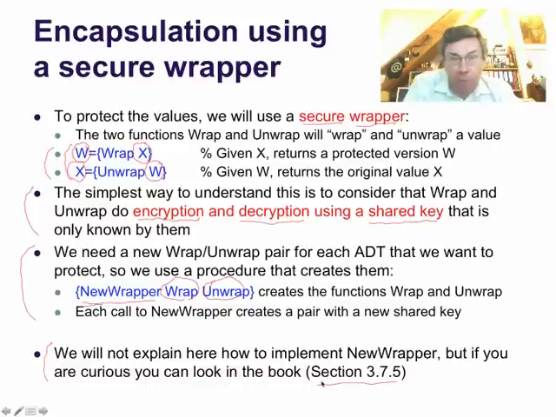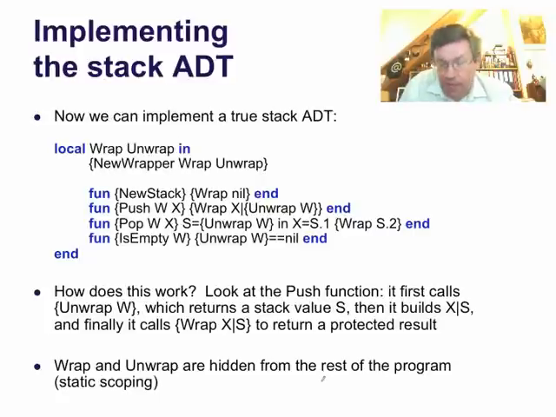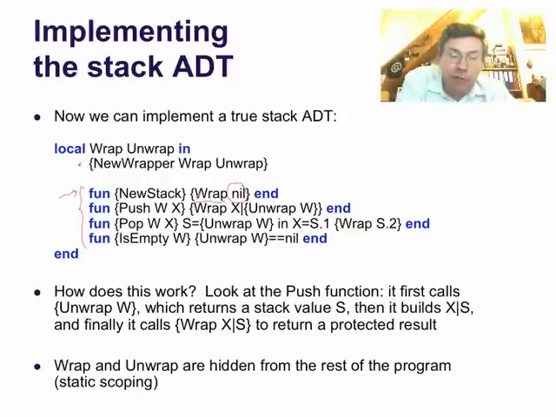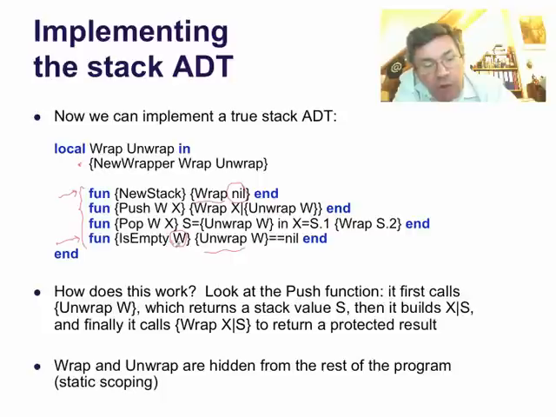So now, with wrap and unwrap, we can implement a true stack abstract data type. First we create a wrap-unwrap pair, and this is created once when we define the abstract data type, and then we use this in our 4 operations for the stack: new stack, push, pop, is empty. So how does it work? Well, for example, new stack has to return nil. We can't just return nil, but we have to return a protected version of nil. So it's a wrap of nil. IsEmpty compares the value with nil to see whether the stack is empty. Well, it has to call unwrap on w and then compare to nil.